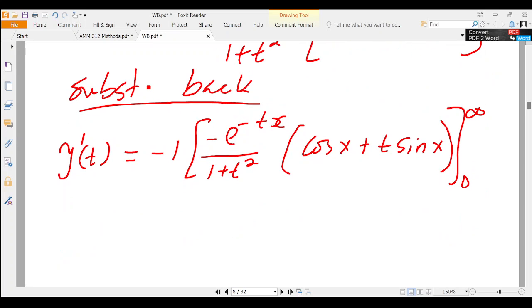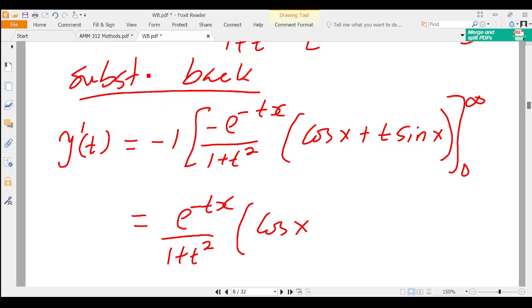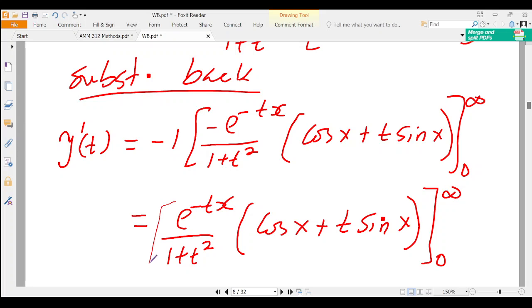And we notice that when x goes to infinity, maybe before I take the limits, I can push the negative in here so that it becomes positive. So write e raised to power negative tx divided by 1 plus t squared. Then we have cosine of x plus t sine of x, then x increases from 0 to infinity.